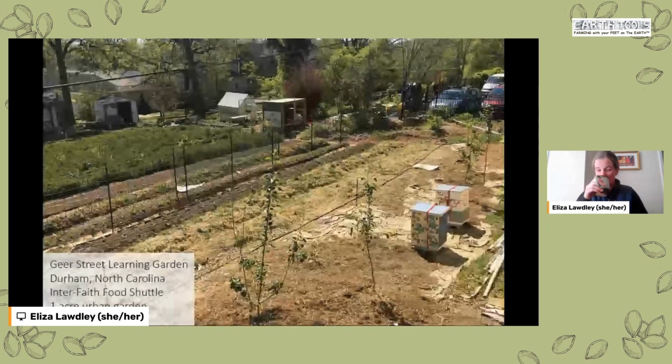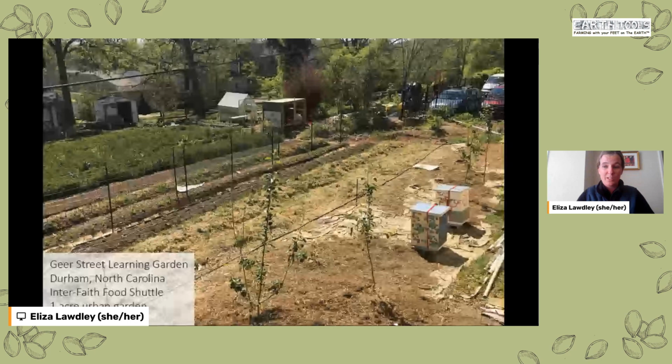And if you don't mind, I'm going to start with one of my favorite gardens here in the area. I'm a little bit biased. This is a garden that I helped to start with a number of folks through the Interfaith Food Shuttle in East Durham in 2017. So this is the Gear Street Learning Garden, located in downtown Durham off of Mangum and Gear Street. And this is a 1 acre urban parcel.